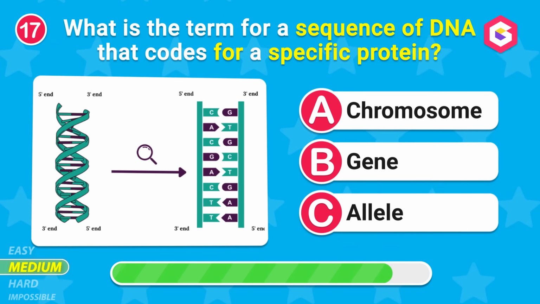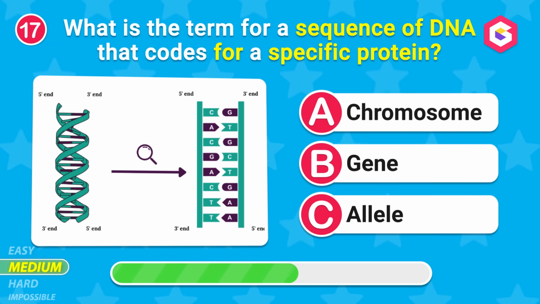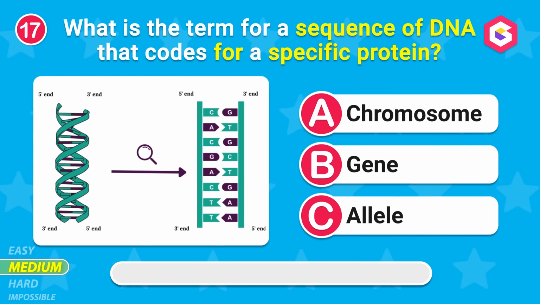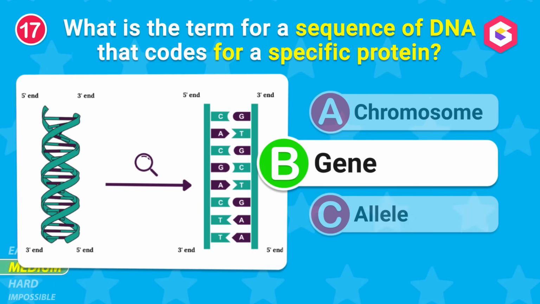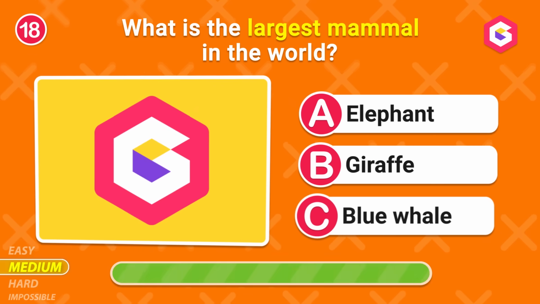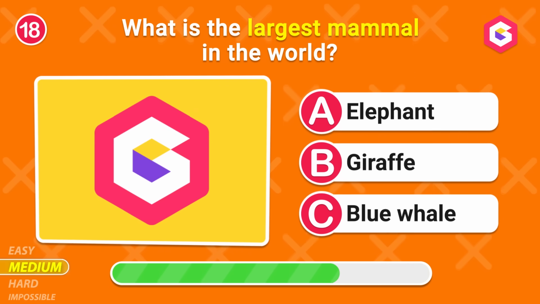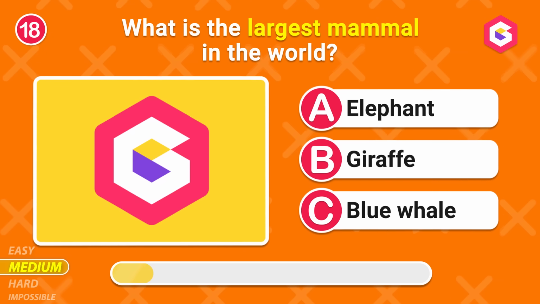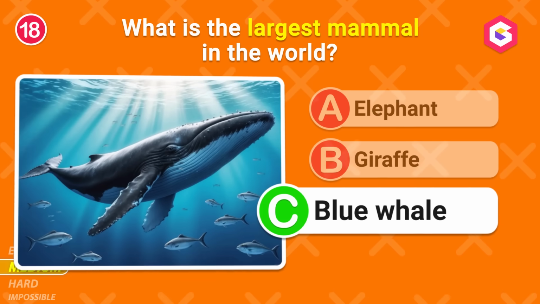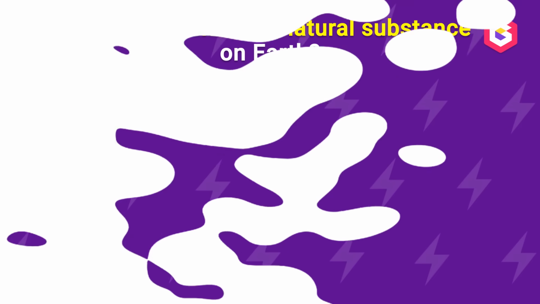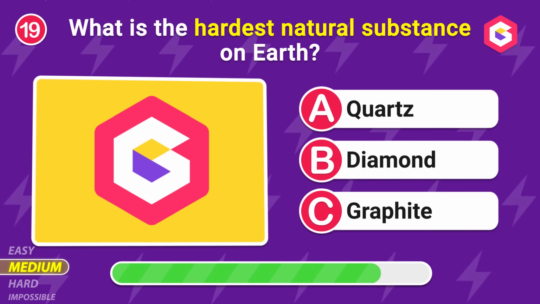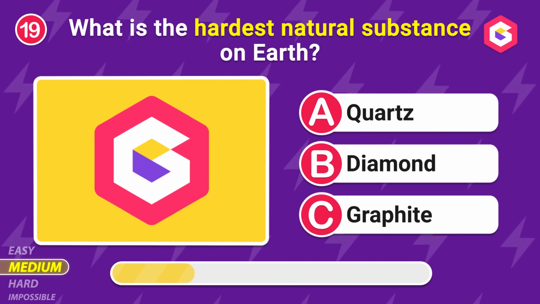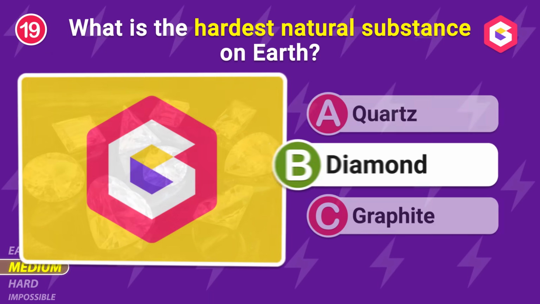What is the term for a sequence of DNA that codes for a specific protein? Gene. What is the largest mammal in the world? Blue whale. What is the hardest natural substance on Earth? Diamond.